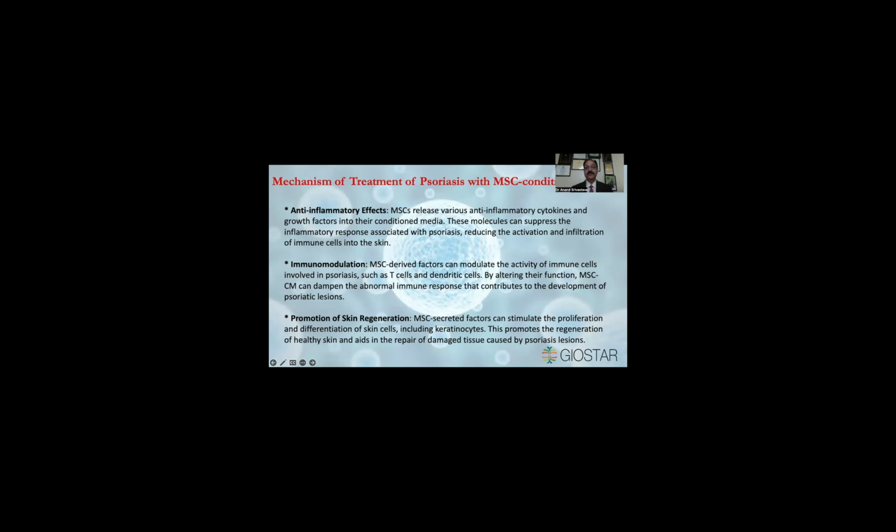Second, the best part of this conditioned media is immune modulation. MSC-derived factors can modulate the activity of immune cells involved in psoriasis, such as T cells and dendritic cells. By altering their function, MSC conditioned media can dampen the abnormal immune response that contributes to the development of the psoriatic lesions. And third, it may enhance skin regeneration.